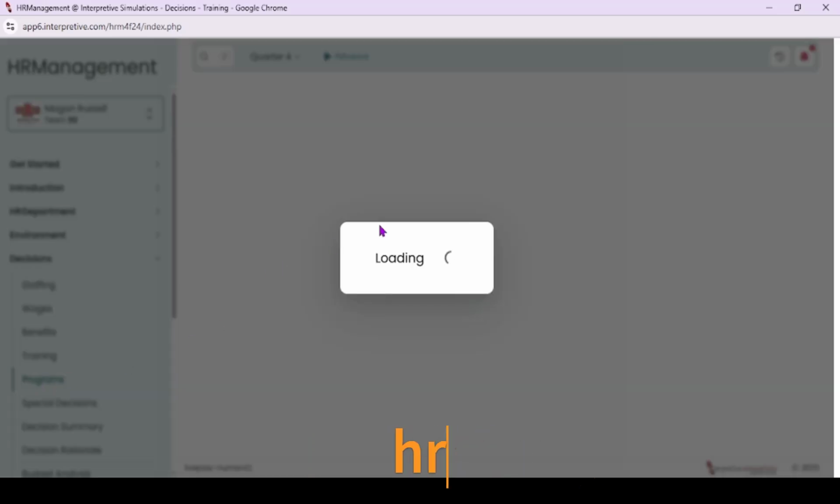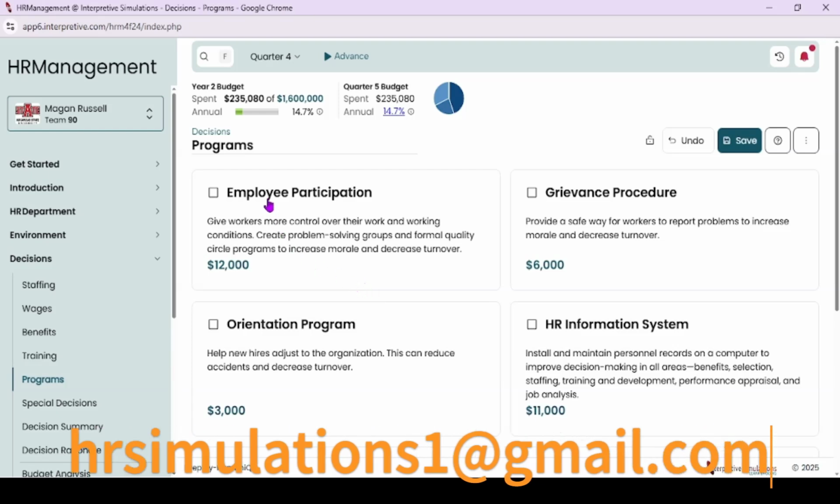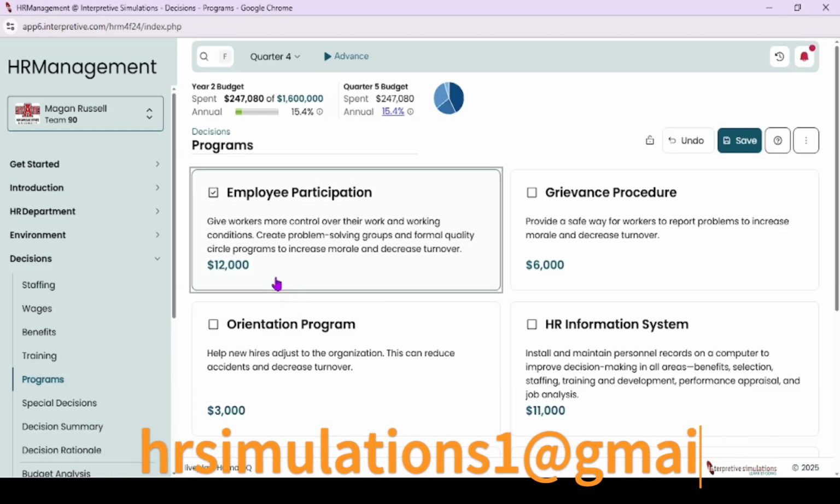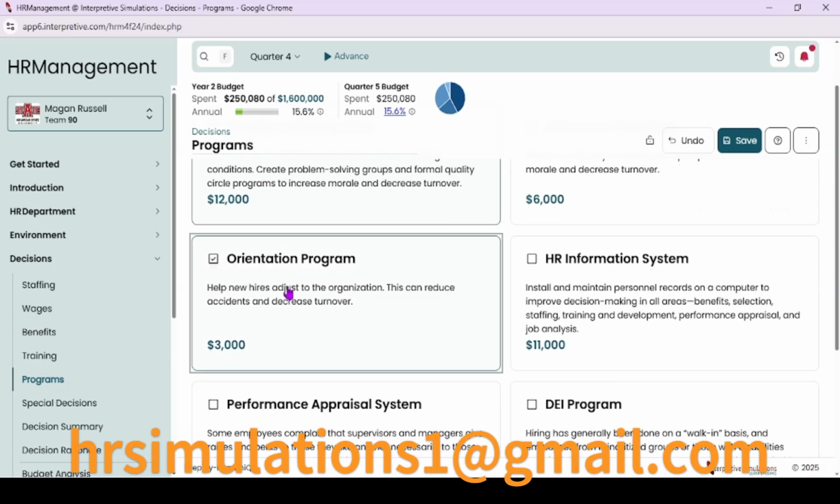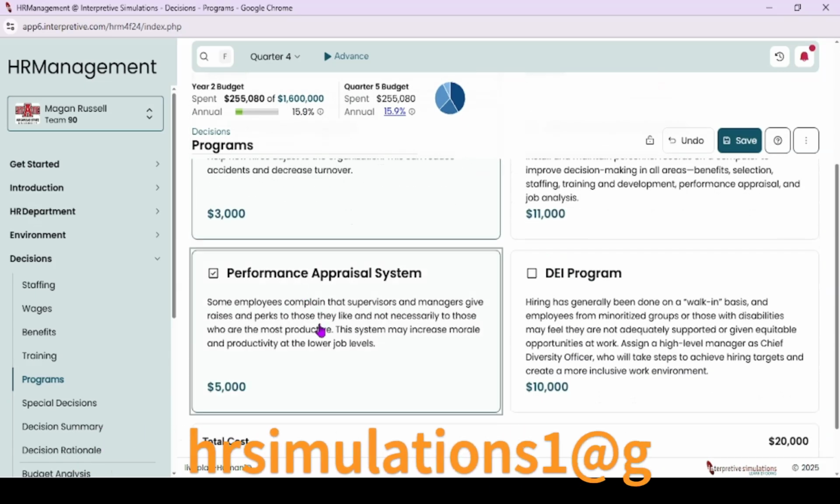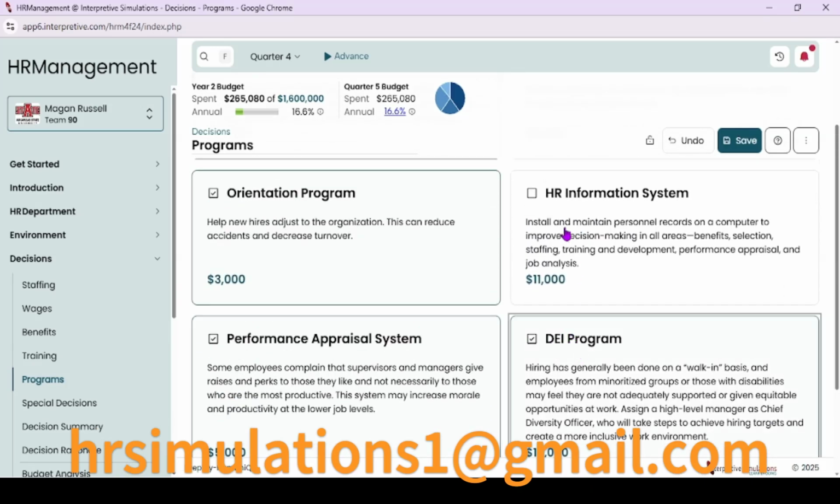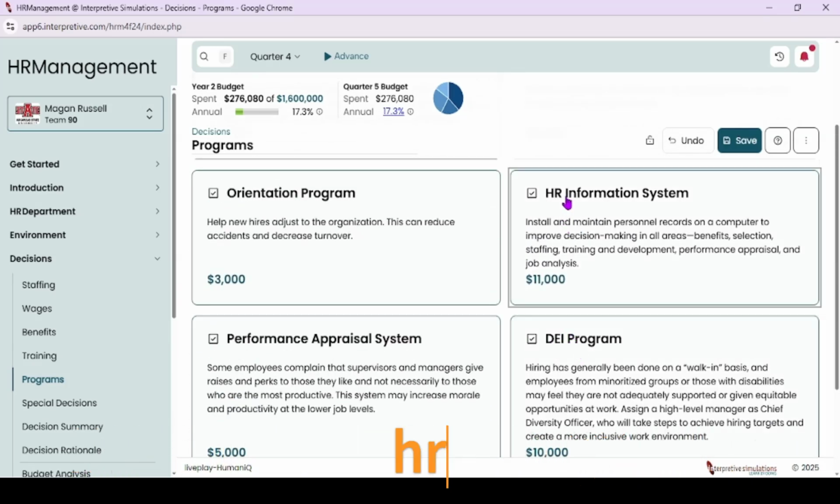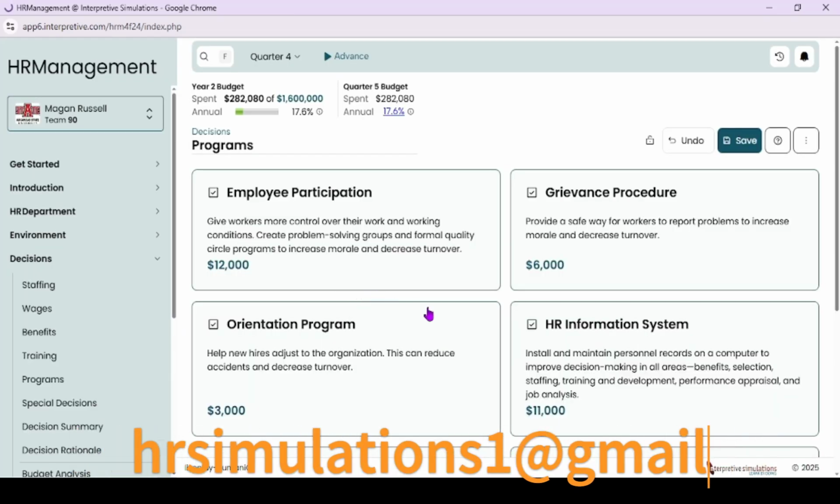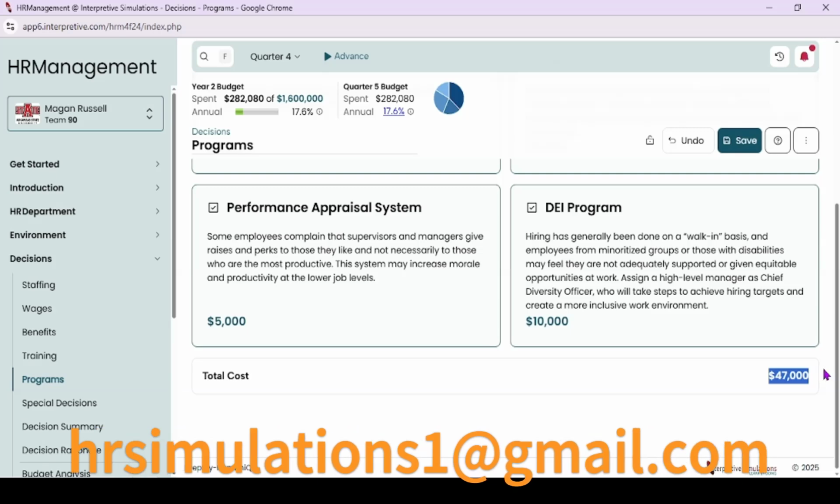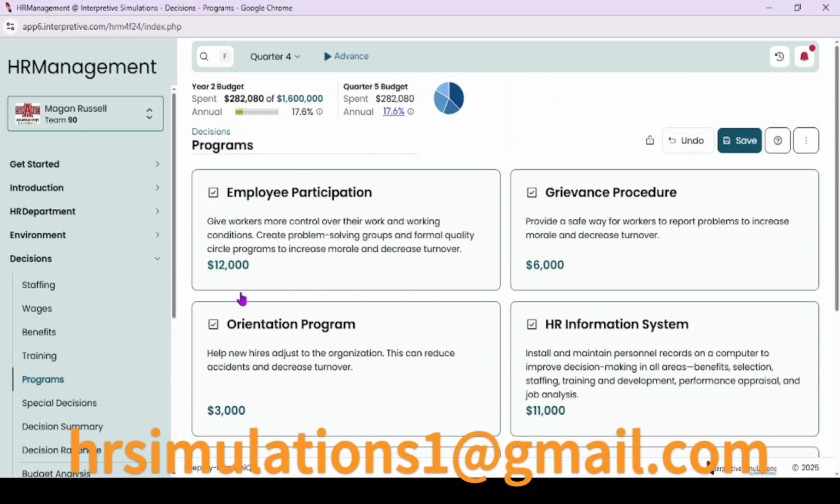Next is the programs. Under the programs, I'll give employee participation. This means that we are giving workers more control over their work and working conditions. And also I'll give the orientation program, performance appraisal. Also I'll give the DEI program and HR information, maybe the grievance procedure. So at the moment, under the programs, you can see we have spent 47,000 in the programs part.